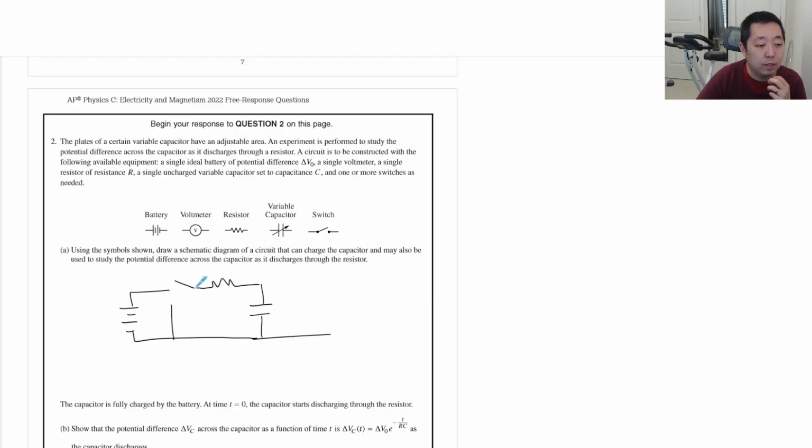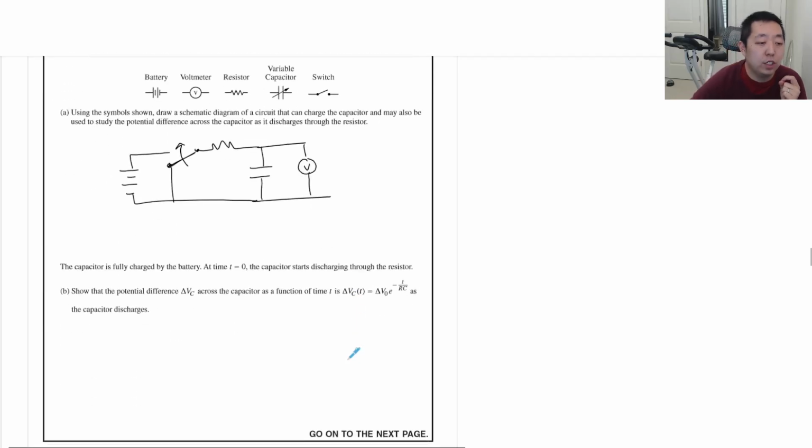So I'm going to have this switch, but it's going to be in one position or another, right? This is the switch here. So you're going to either go from there to there, basically. And then you want to measure the voltage as it discharges through the resistor. I'm going to just put a voltmeter in parallel with the capacitor like that. Okay, I think that's it.